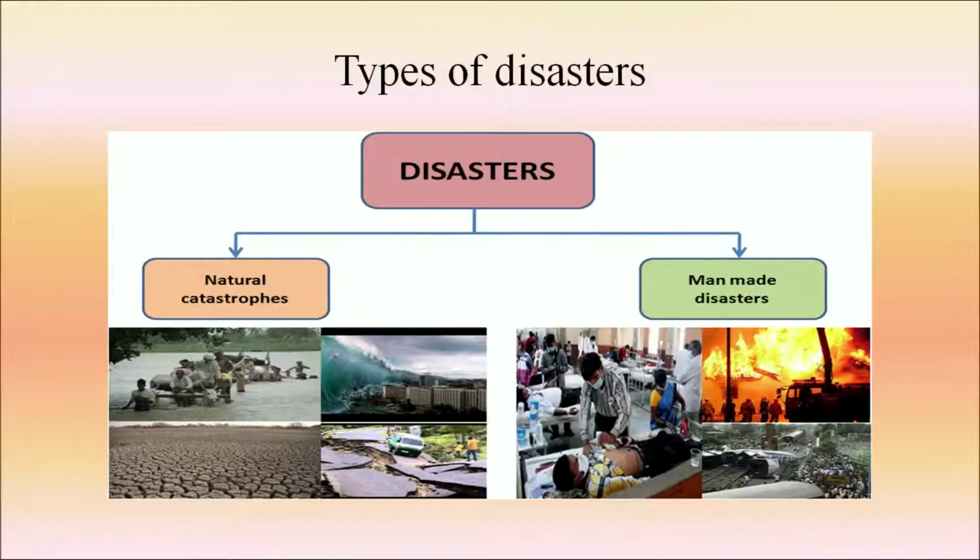Now come to the types of disaster. Disasters can be of two types: natural disasters and man-made disasters. Natural disasters include flood, drought, cyclone, earthquake, tsunami, cloudburst and fire. Rail, road and air accidents are included in the category of man-made disasters.